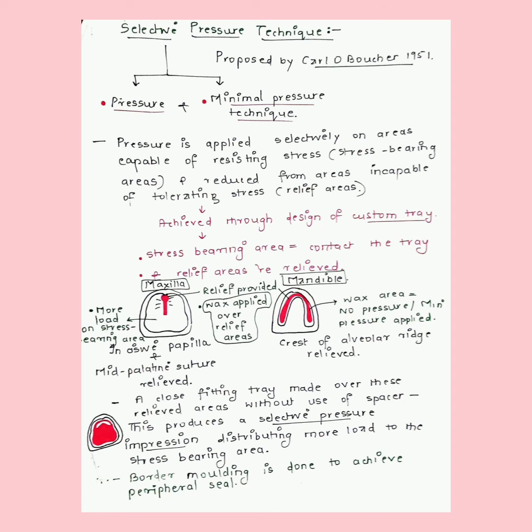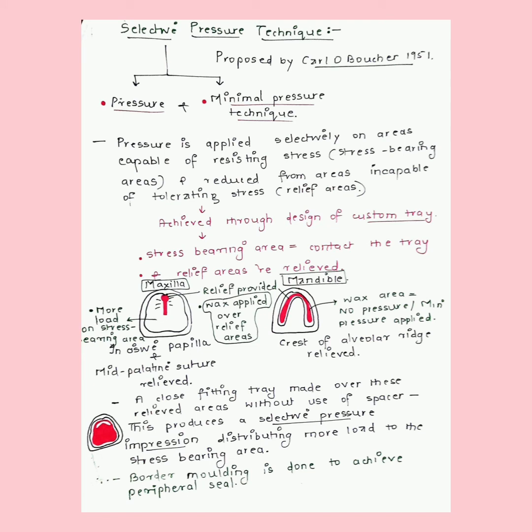Like how? Here, wax is adapted on the incisive papilla and mid-palatine suture in maxilla, because we cannot apply pressure on the incisive papilla since there are nerves passing through that area, and if they get compressed there will be paresthesia, that is feeling of tingling, numbness or pins and needle sensation. And we put wax on the mid palatine suture area, that is, this area is relieved because the mucosa is very thin here. Again, in mandible, the wax is applied or adapted on the crest of alveolar ridge, and thus this crest of alveolar ridge in mandible is relieved.